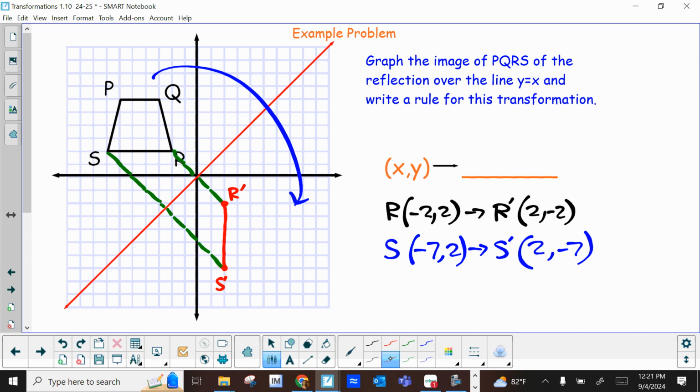So that takes me directly to my rule. My rule is just switch the places. It's going to now be YX. Okay, so let's do that for Q so we can graph it, and let's do that for P.